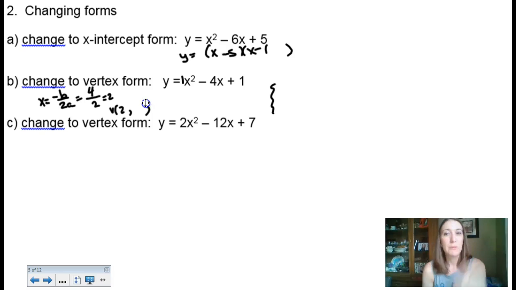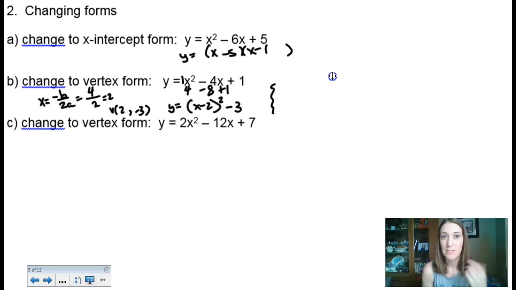I would have to go substitute that back into the formula to find the y value. So let's see, 2 squared is 4, minus 4 times 2 is 8, plus 1 is negative 3. So if I can now take that vertex and slide it into vertex form, I'm good to go. Notice that there's a 1 in front, so you don't have to worry about any sort of vertical stretch. So the x minus 2 squared, just remember opposite signs, and then the k is negative 3.